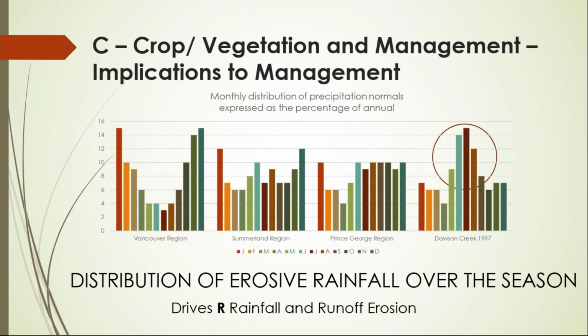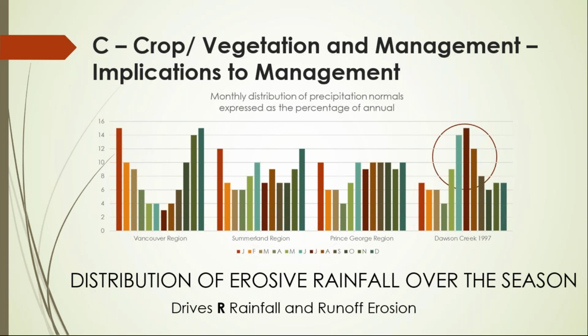So the last factor under crop and vegetation management is the distribution of erosive rainfall over the season. That's really about understanding when we get the most intensive rain in our region. You can see on the left-hand side of the screen, the Vancouver region gets a lot of its precipitation in the winter seasons of the year.